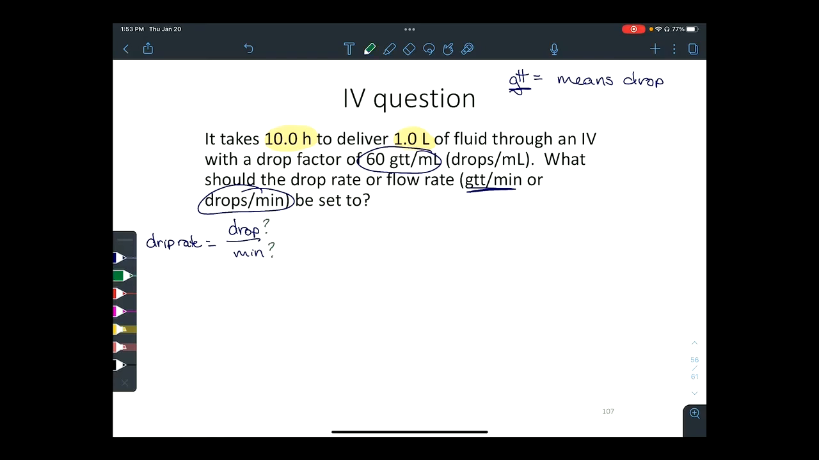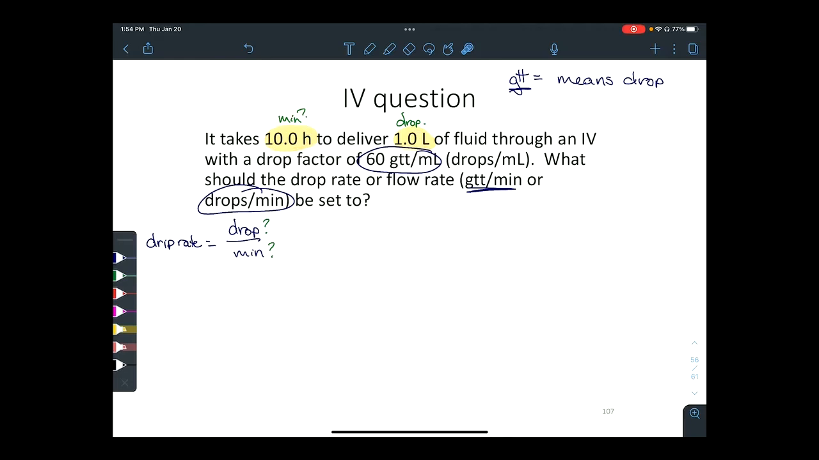So let's figure out, okay, how many drops are in 1 liter? Because that's how much of the IV that we're delivering. We need to figure out how many drops are in that 1 liter. And here, if we look at the denominator, minutes, so we're given a time, it's 10 hours. So we need to figure out, okay, how many minutes are in there? So if we can do 2 different dimensional analysis setups, divide them by each other, we can get the drip factor.